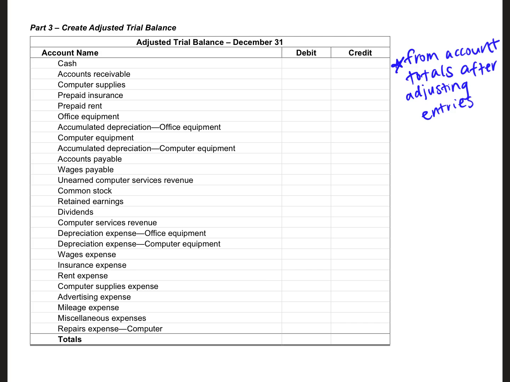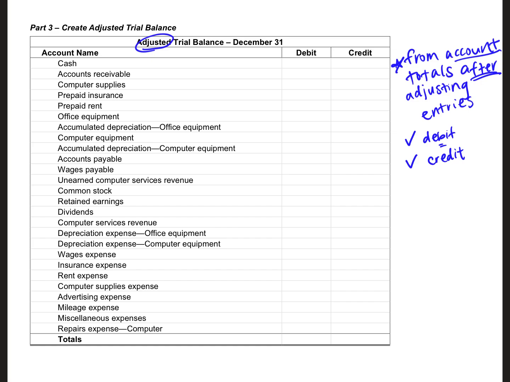All right, so on this page, I am going to create my adjusted trial balance. And remember, this is from our account totals that happen after our adjusting entries are complete. We're going to check that our total debits is equal to our total credits. That's the whole purpose, especially when these records were done by hand. It's easy to make a mistake. So again, our adjusted trial balance is just done after adjusting entries.